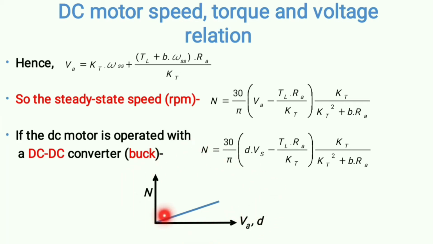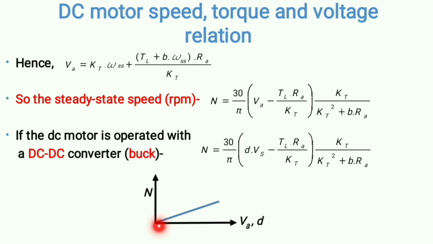It will be a pure straight line. When the duty ratio is 0 or armature voltage is 0, theoretically from this equation you may say the speed will be negative. But no, that is not the concept. That is just the mathematical point of view. Practically the speed will not be negative, because when there is no supply, the motor will not even start. So it will always start from the origin.